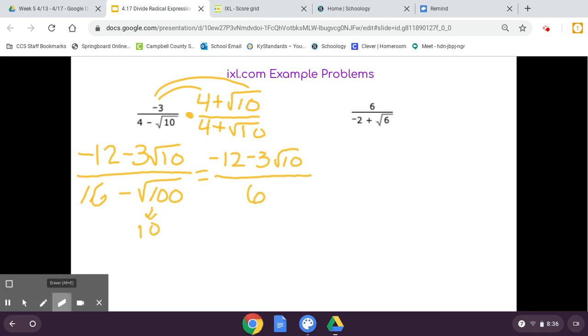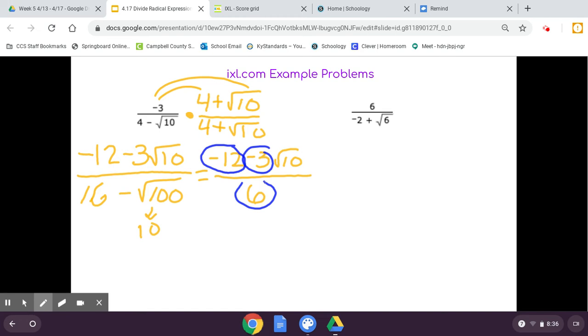So again, kind of like that last problem that we did, negative 12, negative 3, and 6 can all be divided. So negative 12 divided by 6 is negative 2. Negative 3 divided by 6 is negative 1/2. And then we just have radical 10. And that's our answer. It looks very weird. I promise it'll be correct though, so watch out for those.